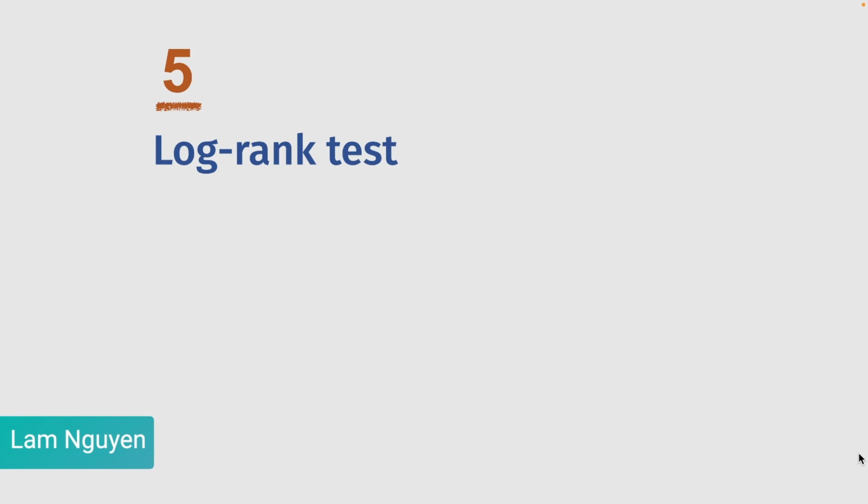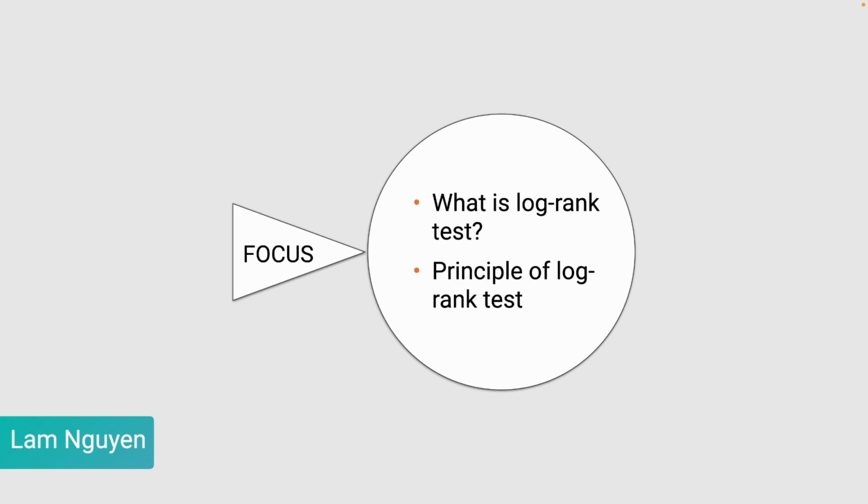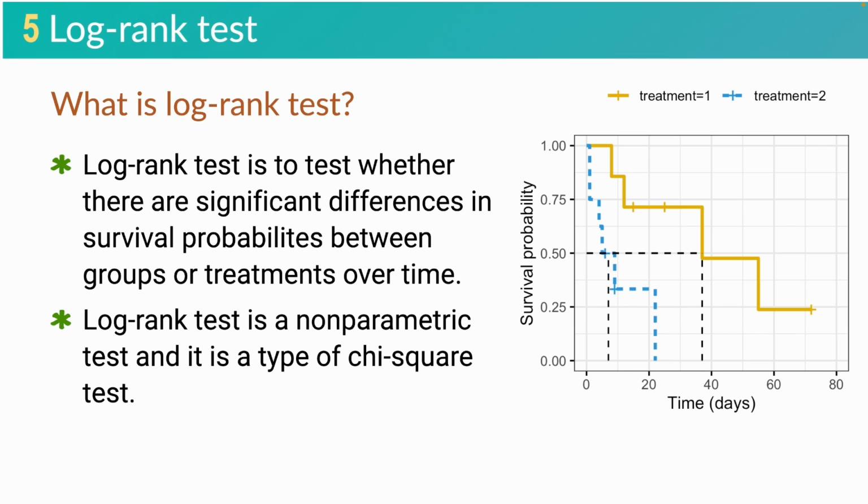Hello, this tutorial is about the log-rank test. In this tutorial, we learn what a log-rank test is and how it works, or what its principle is. So what is the log-rank test? The log-rank test is a statistical method used to compare whether there are significant differences in survival probabilities between groups or between treatments over time.